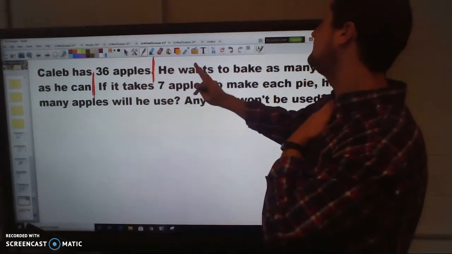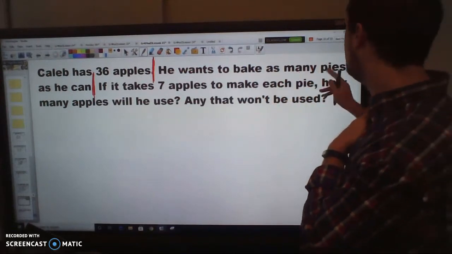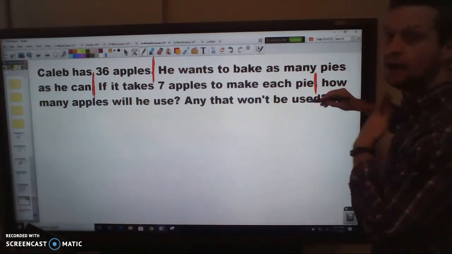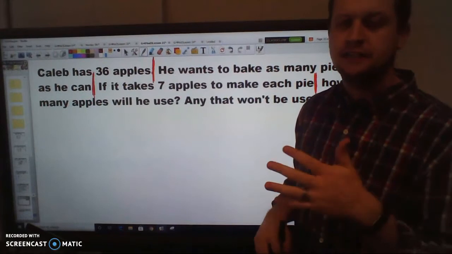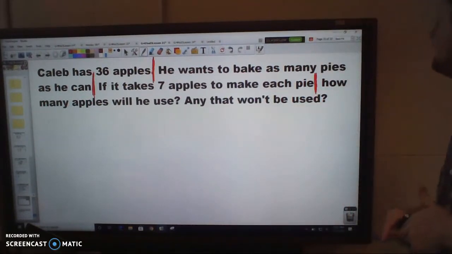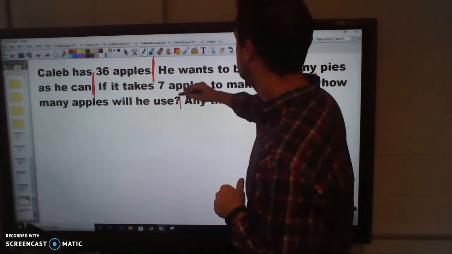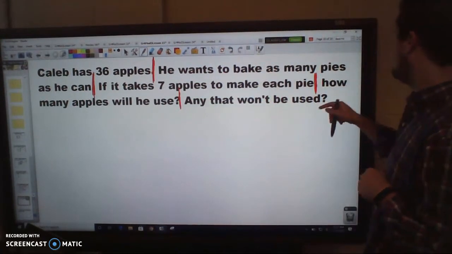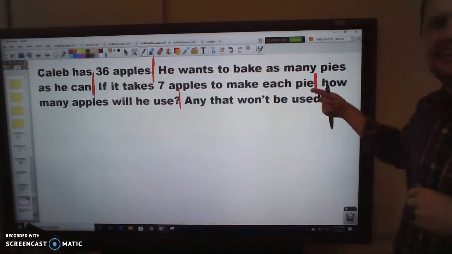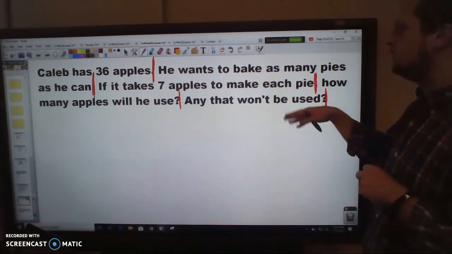If it takes 7 apples to make each pie, cut. So now I know the answer to that. So each pie is going to take 7 apples. How many apples will he use? Cut. Are there any that won't be used? So that's asking if there's going to be kind of like a remainder, any that won't be used.